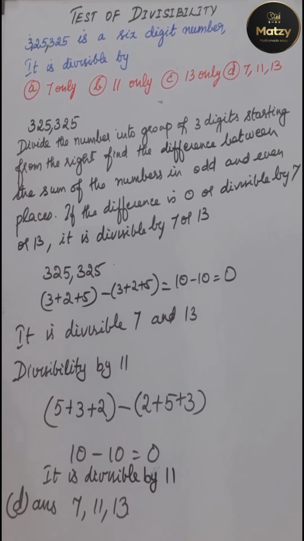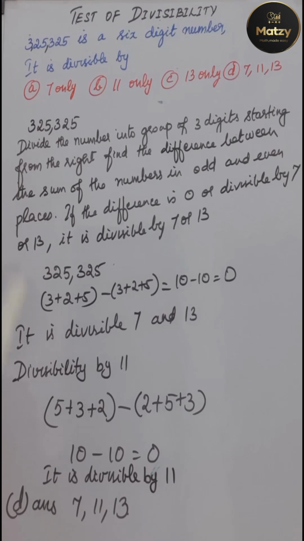Now, I'll explain one more problem from the book Quantitative Aptitude by Dr. R.S. Agarwal. This question is from the topic Test of Divisibility. In this problem, one 6-digit number is given. You have to find out whether that number is divisible by 7, or it is divisible by 11 only, or it is divisible by 13 only, or it is divisible by 7 and 11 and 13. You have to find out.